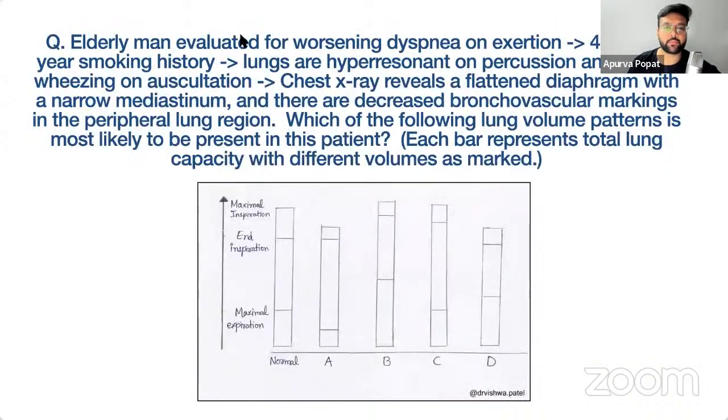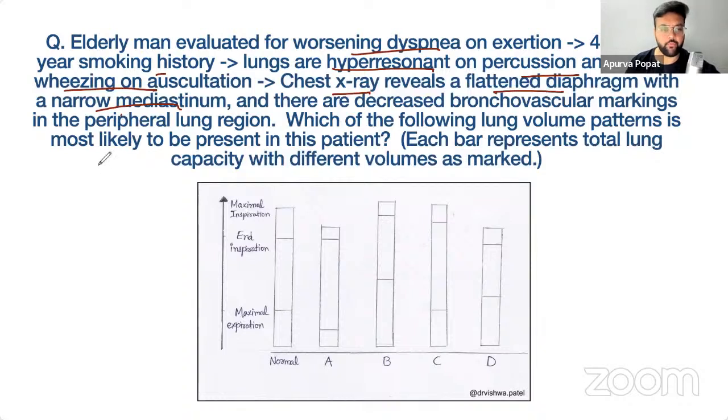Next question. Okay. An elderly man is evaluated for exertional dyspnea. He has a smoking history. Lungs are hyperresonant and there is diffuse wheezing on auscultation. Chest X-ray shows a flattened diaphragm with a narrow mediastinum. What do you think this patient has?